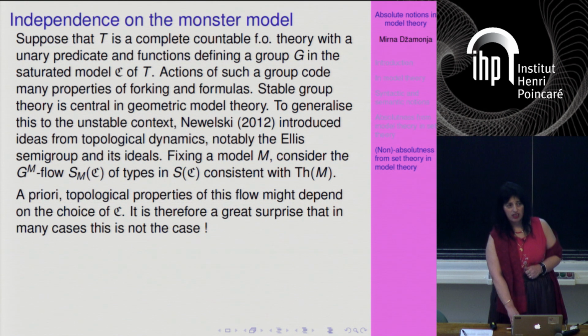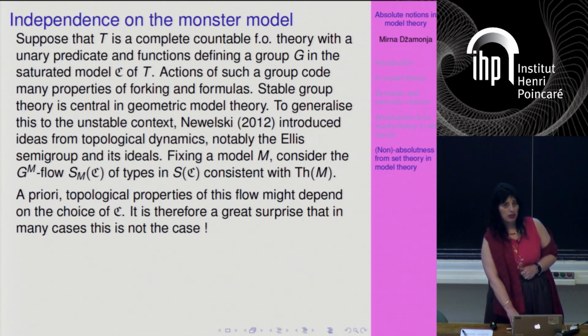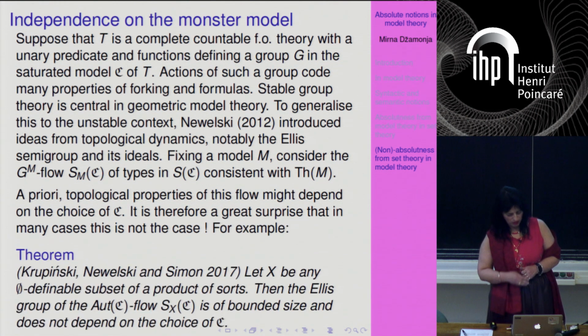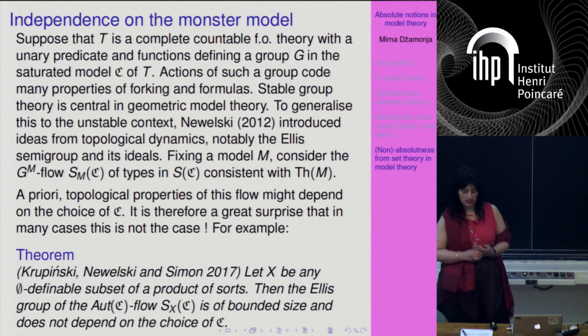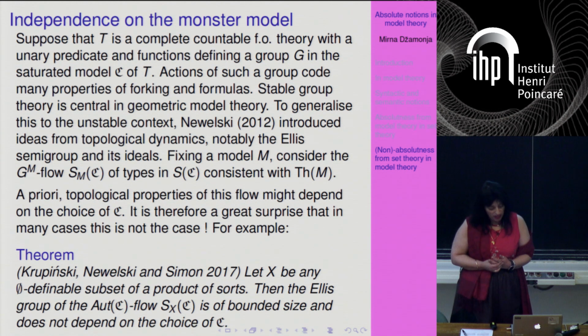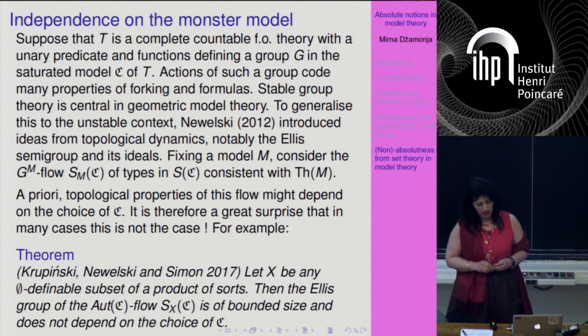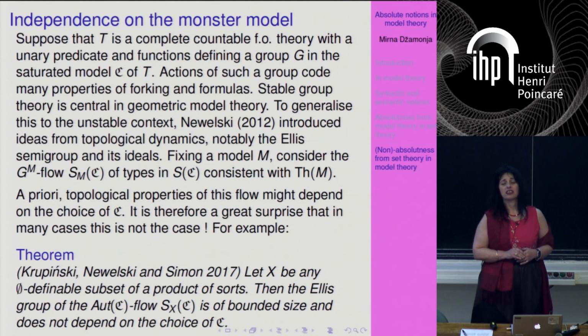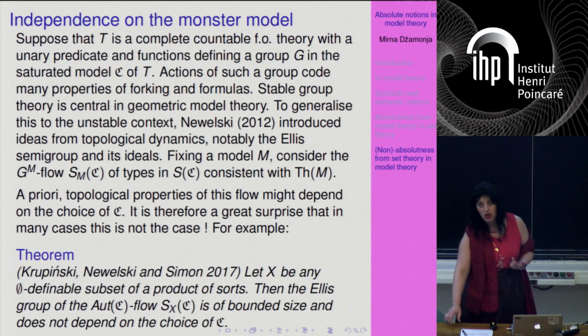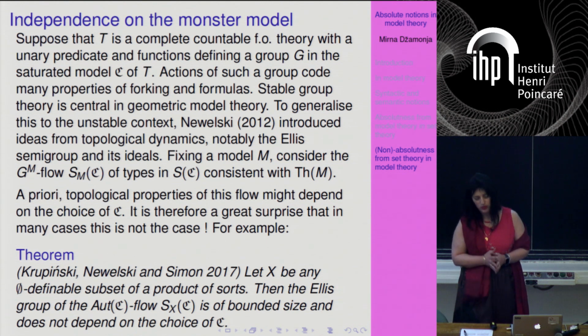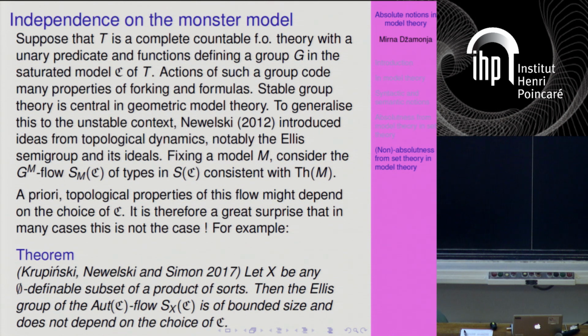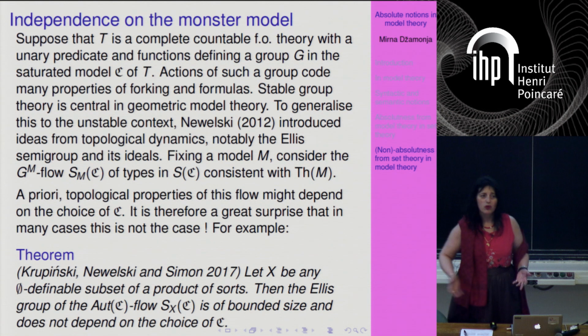And what I find quite surprising is that in many cases this is not true. It still is absolute. And here is this theorem from a paper by Krupinski, Newelski, and Simon in 2017, which says the following: if you have a definable subset X of a product of sorts, that may be sorts, they may be less than the size of the saturated model, the Ellis group of the automorphism flow of S_X(C) is of bounded size. It means it has size less than the size of the saturated model, and it does not depend on the choice of the model. So that's quite a beautiful and, I think, for me, interesting, mathematically, obviously, but also philosophically, an interesting theorem, which somehow shows that absoluteness can be brought from model theory up.